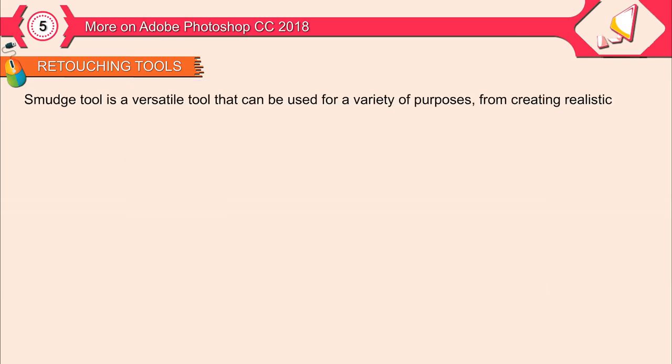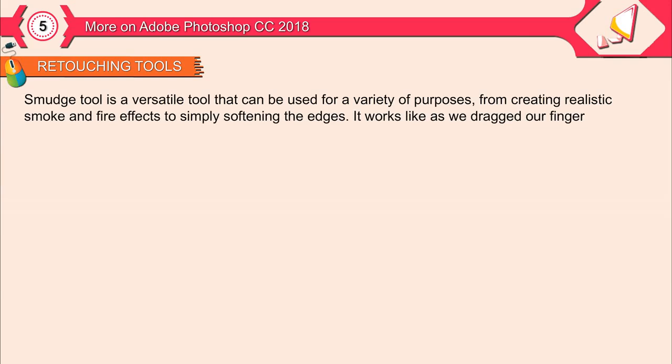Smudge tool is a versatile tool that can be used for a variety of purposes, from creating realistic smoke and fire effects to simply softening the edges. It works like as if we dragged our finger through wet paint. To use the Smudge tool, follow the given steps.